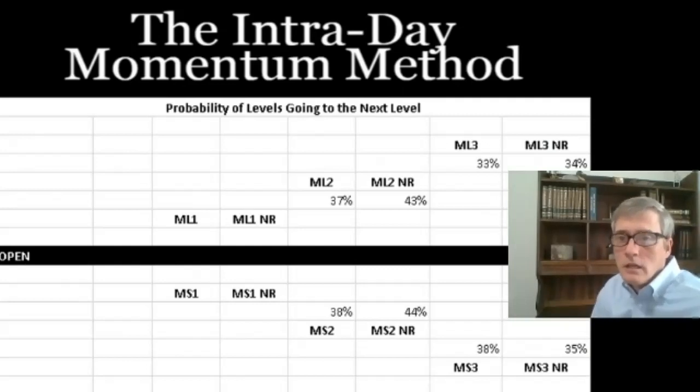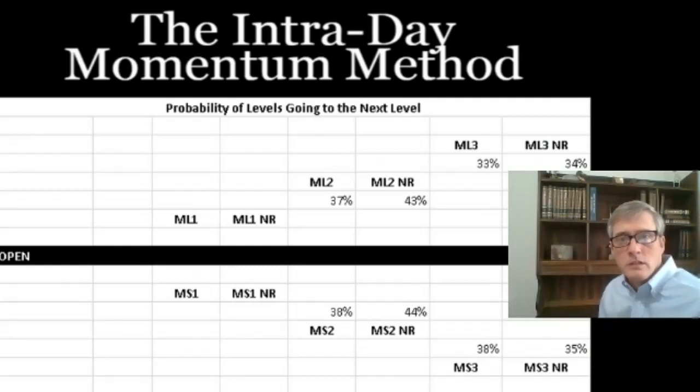We reached the ML1 level. What percentage of the time did we get to the ML2 level? As you can see, 37% of the time that we get to the ML1, we get to the ML2. If it was not an intraday reversal, 43% of the time that we got to the ML1, we got to the ML2. On the downside, if we reached the MS1, we got to the MS2 38% of the time.